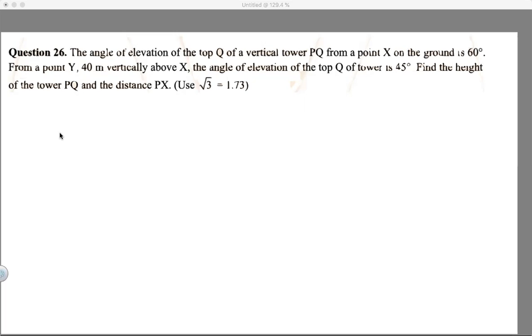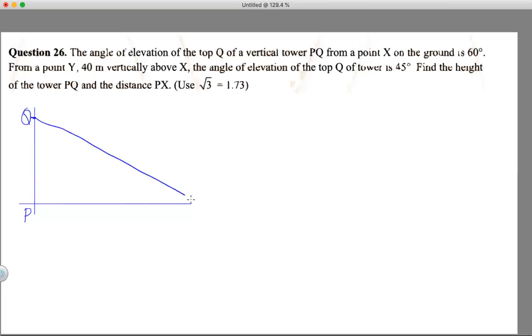Okay, so we have to again sketch it. I think the real part of such problems that you have to take care of is the correct sketching. So this is PQ, let's say. Now, the angle, okay, so it's 60 degrees from a point X. So here there is a point X and this is 60 degrees.